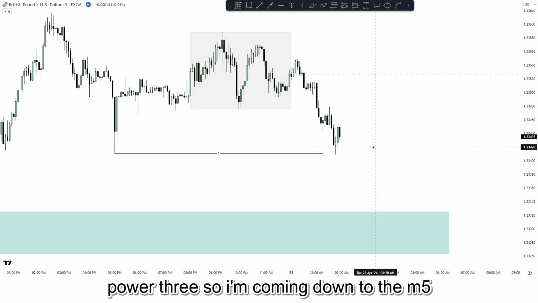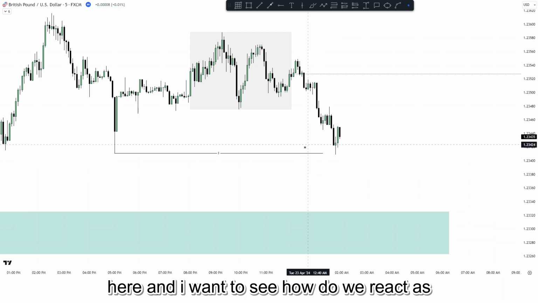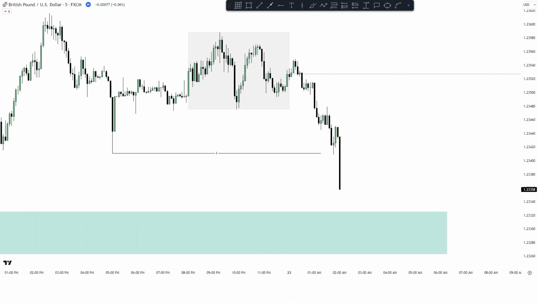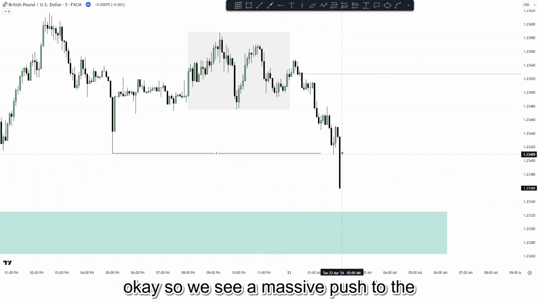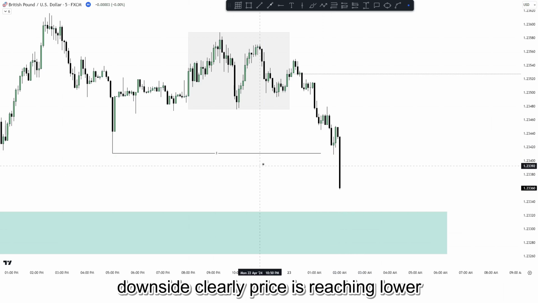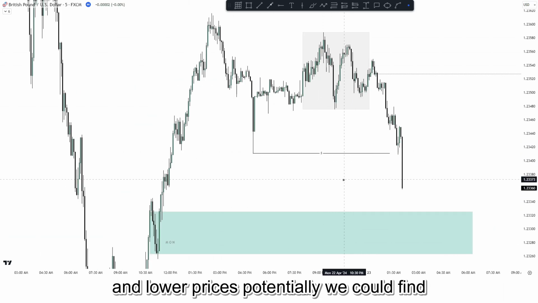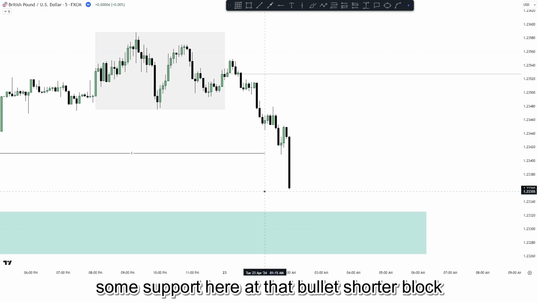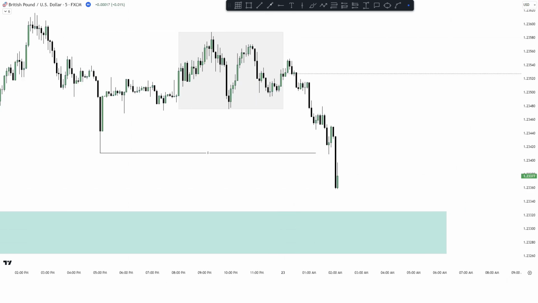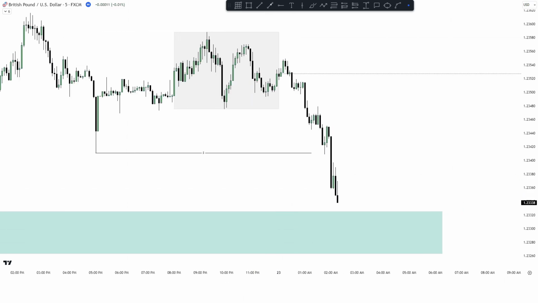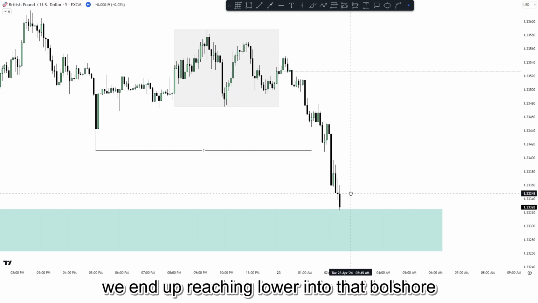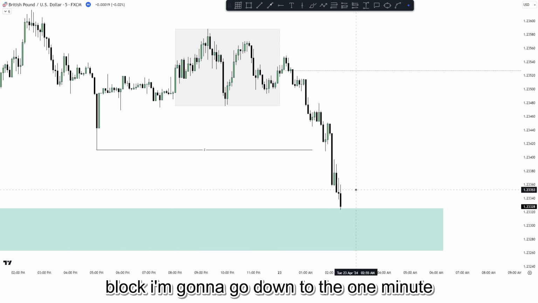So I'm coming down to the M5 here and I want to see how we react as we take out this low. Okay, so we see a massive push to the downside. Clearly, price is reaching lower and lower prices. Potentially, we could find some support here at that bullish order block. We end up reaching lower into that bullish order block. I'm going to go down to the 1 minute time frame.